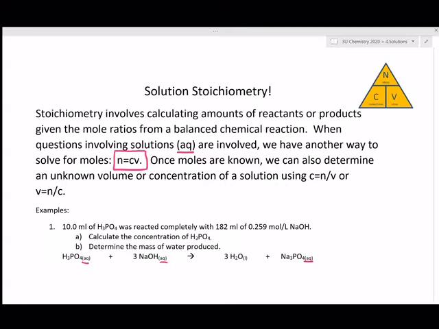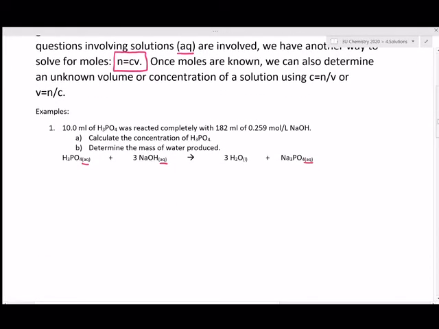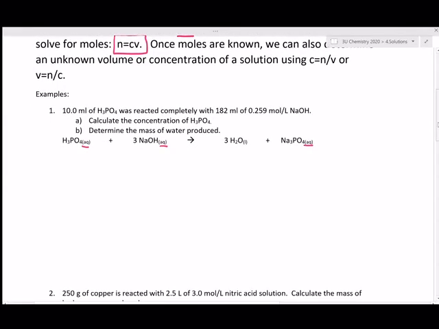Okay, so lots of review, and that might be good because I know some people are still struggling with either concentration or with stoichiometry. So this is sort of a good lesson to hopefully get everybody caught up a bit.